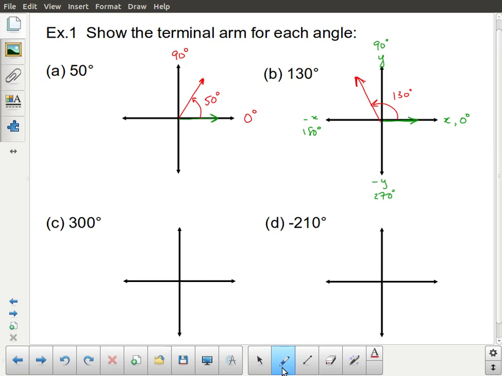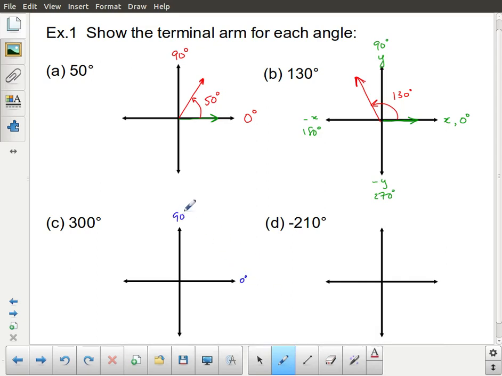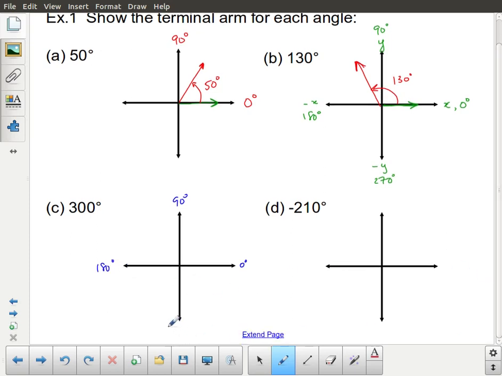How about 300 degrees? All right, so I'm not going to do the color coding anymore. I'm not going to draw the terminal arm, but I'm going to fill in my angles here because I still think that's helpful. 0 degrees, 90 degrees, 180 degrees, a little bit more room at the bottom here, 270 degrees. So where's 300 going to be? 300 is going to be just a little bit further than 270. There is my rotation angle, which in this case is 300 degrees. And here is my terminal arm, the arrow itself.